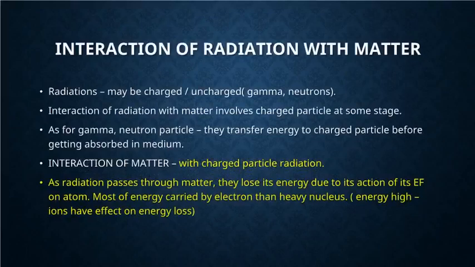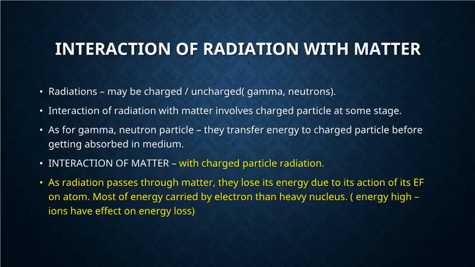In this session, we will see the various interactions between radiation and matter. As you may already know, radiation can constitute charged or uncharged particles. Uncharged particles can be gamma rays or neutrons. But all the interactions involve charged particles at one stage or the other, especially in the case of gamma rays and neutrons, which transfer energy to charged particles before getting absorbed in the medium. Now we will talk about each case separately.